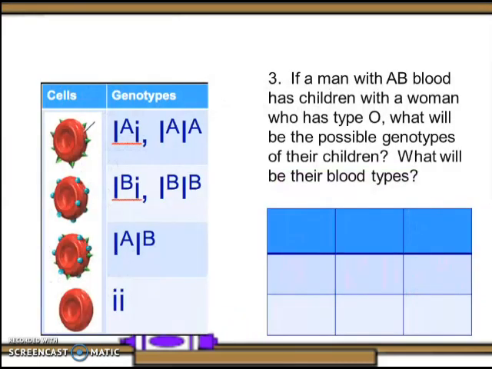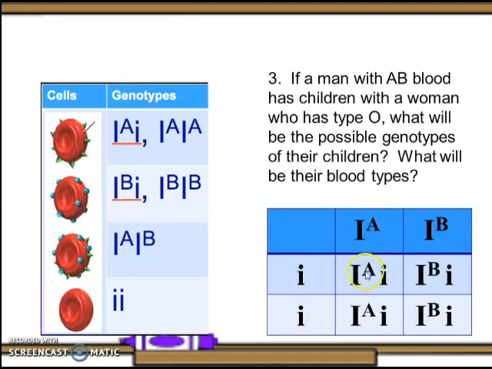Number 3, if a man with AB blood has children with a woman who has type O, what will be the possible genotypes of their children? What will be their blood types? So you have to identify again the genotype of the parents and construct the Punnett square. We put the gametes of one parent on top and the gametes of the other parent alongside and show the possible outcomes of the cross. We have IA, IB, and two small i's. Then IAi, heterozygous type A, heterozygous type B, heterozygous type A, heterozygous type B.